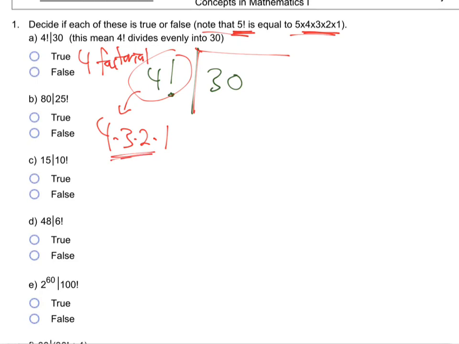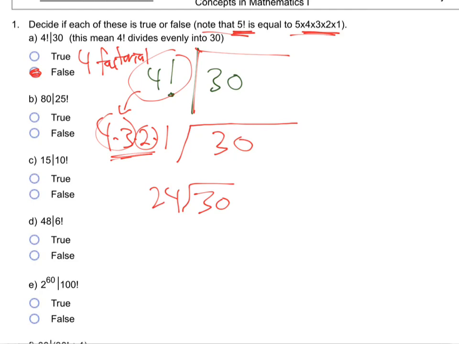It's things multiplied. So anyway, basically they're asking, does 4 times 3 times 2 times 1 go into 30? Which is, I don't know, what is that? 12 times 2, 24. Does 24 go evenly into 30? Well, no. Goes in once with a remainder. Doesn't go in evenly. So that's false. It's a false statement. All right, how about part B? So that's part A. How about part B?